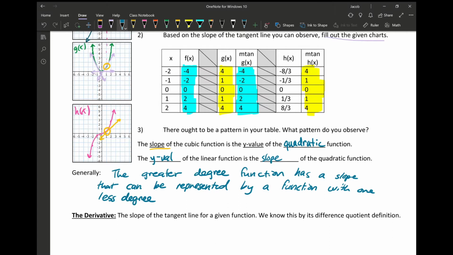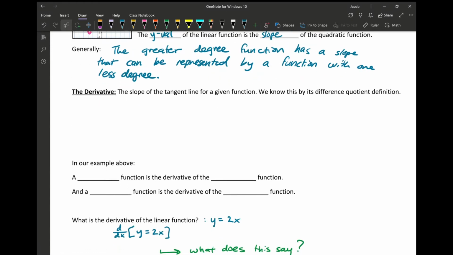With one less degree, and that can be observed here. Now, the derivative is something we've discussed a lot before, the slope of the tangent line for the function. So a derivative is the slope of the tangent line for a given function. And we have used the difference quotient to describe this.